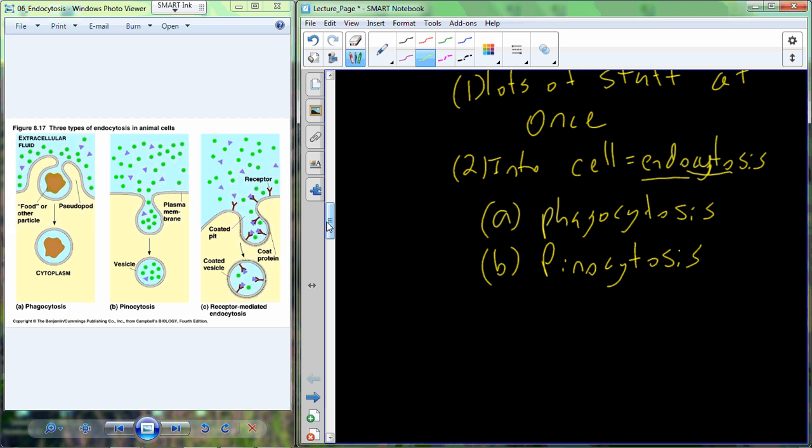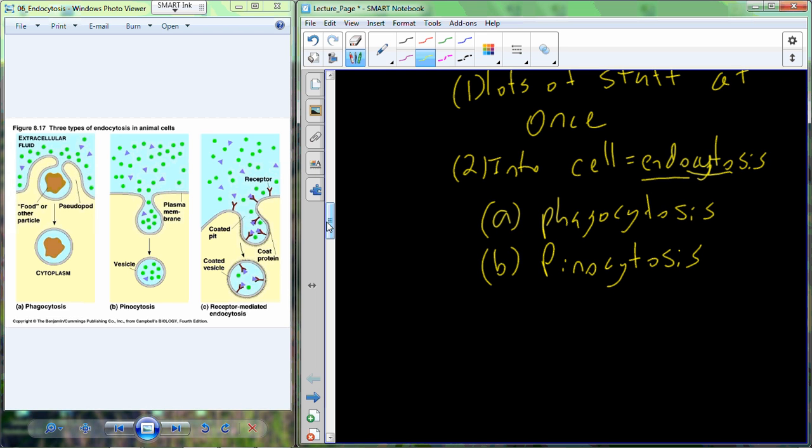Now the third type is a little bit different. When we need something very, very specific inside of the cell. So let's say I need a bunch of glucose inside of the cell. Then what the cell can do is it can produce these little proteins that are called receptors. Whenever you hear the term receptor in biology, think about something that you can reach out and grab onto something. So you might have a receptor that can bind glucose and grab onto the glucose and hold on.